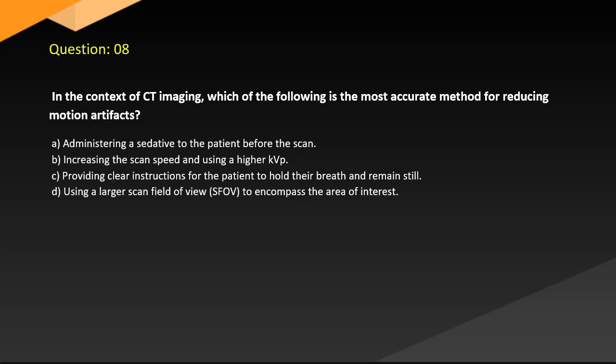Question 8. In the context of CT imaging, which of the following is the most accurate method for reducing motion artifacts? A. Administering a sedative to the patient before the scan. B. Increasing the scan speed and using a higher kVp. C. Providing clear instructions for the patient to hold their breath and remain still. D. Using a larger scan field of view (SFOV) to encompass the area of interest.